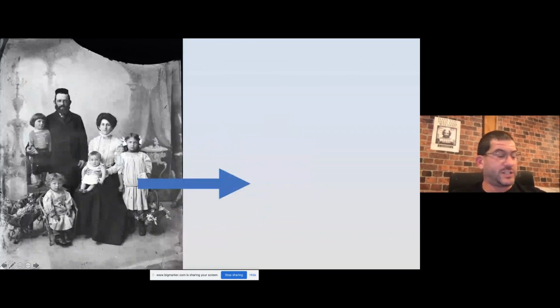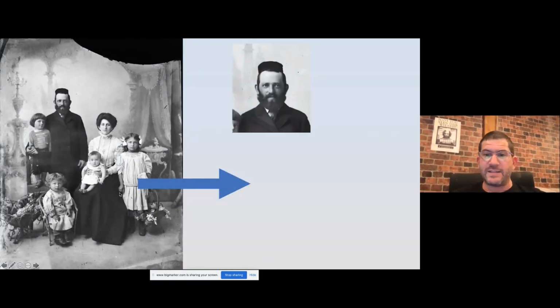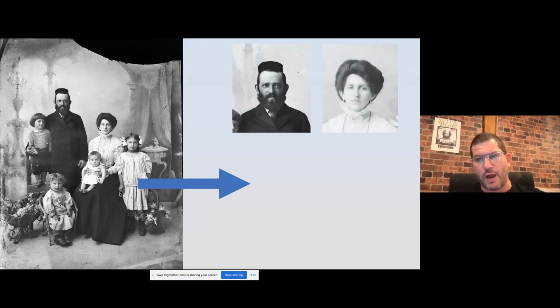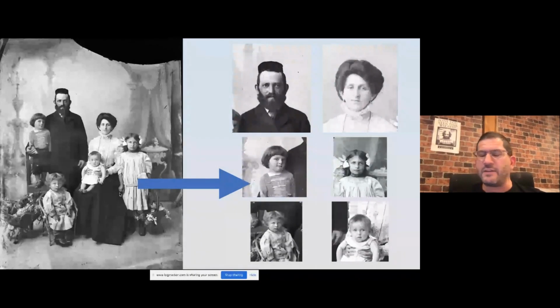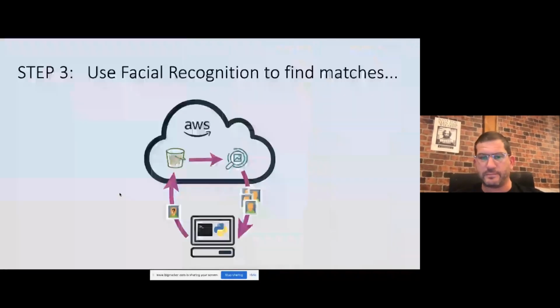For example, this is the picture that I'm starting with. This is the picture from the museum. I simply take my computer and crop it all into individual headshots like this. None of this requires any fancy computer skills. You just have to have a lot of patience and keep cutting pictures. I'm actually going to show this to you in a live demo in a little bit.